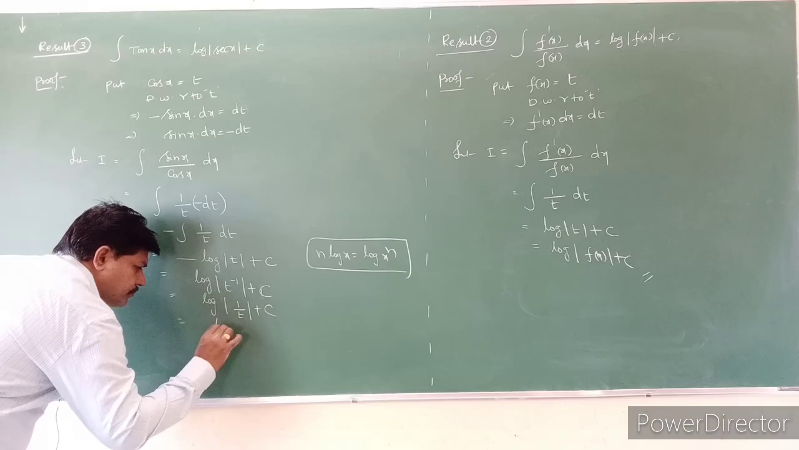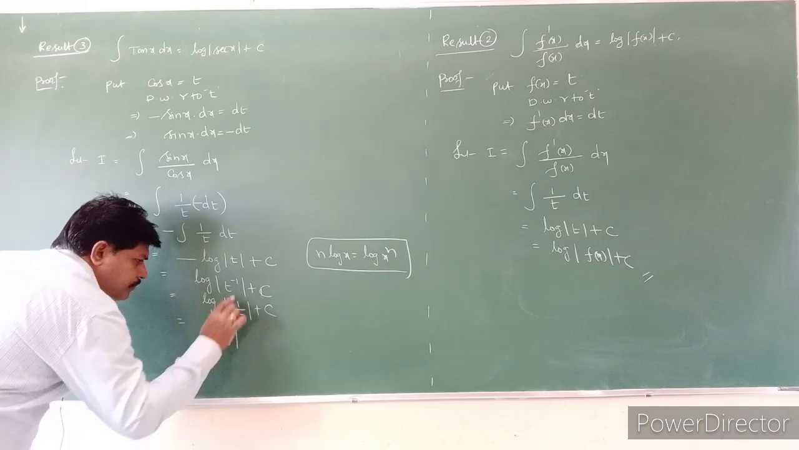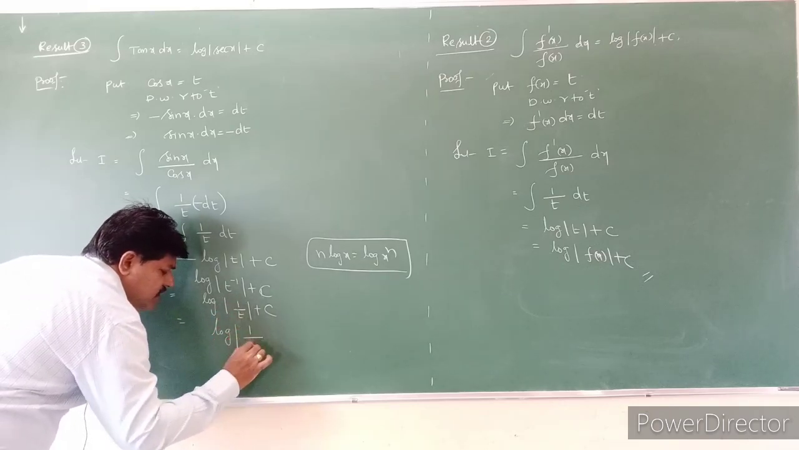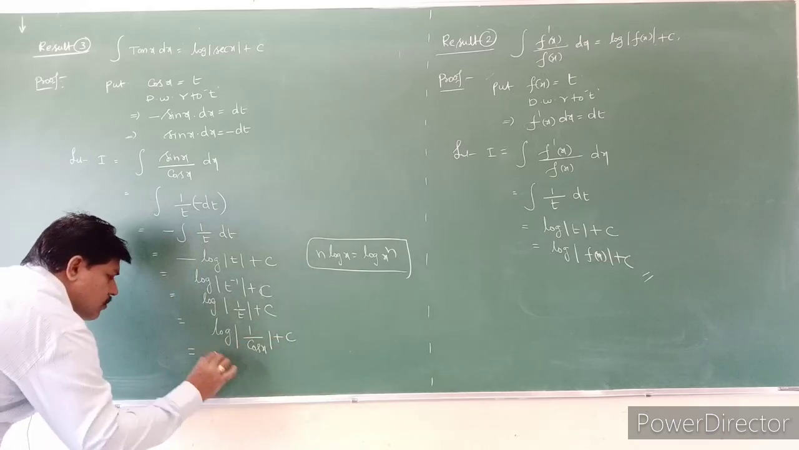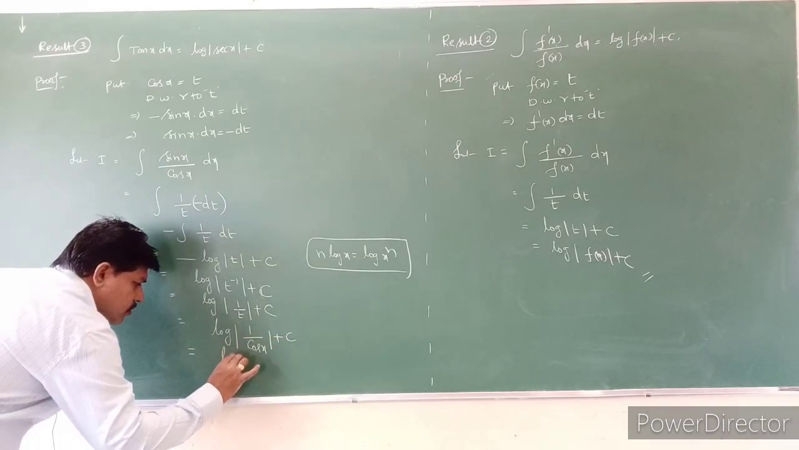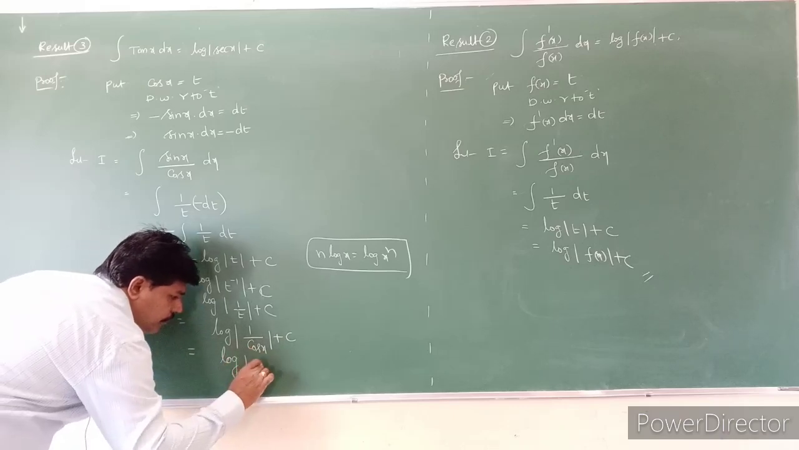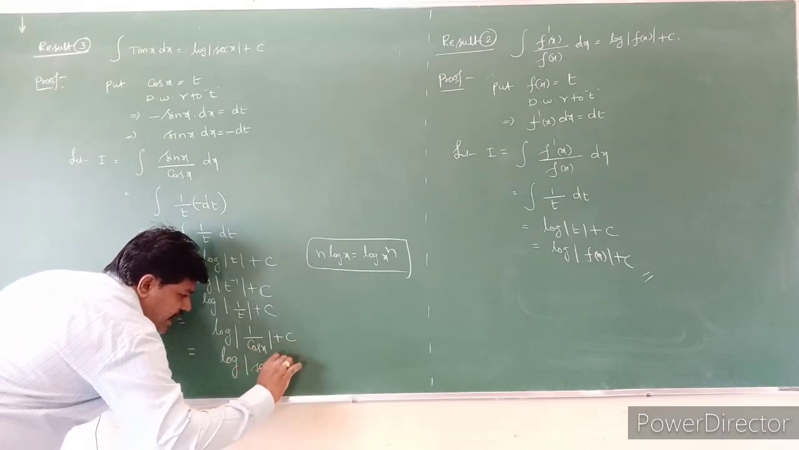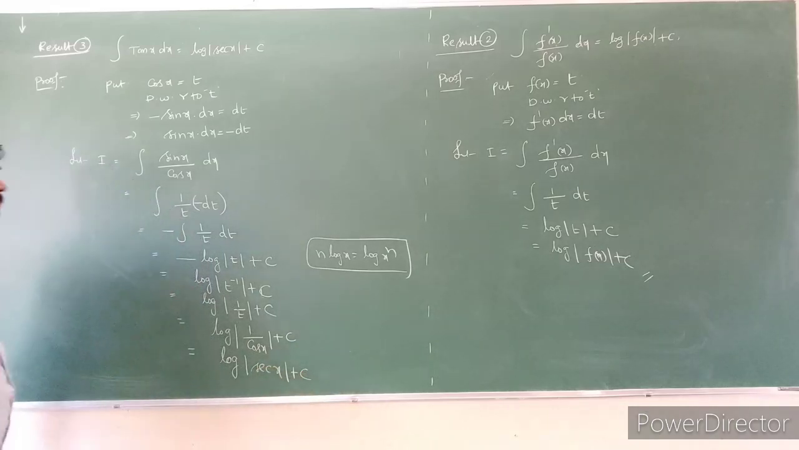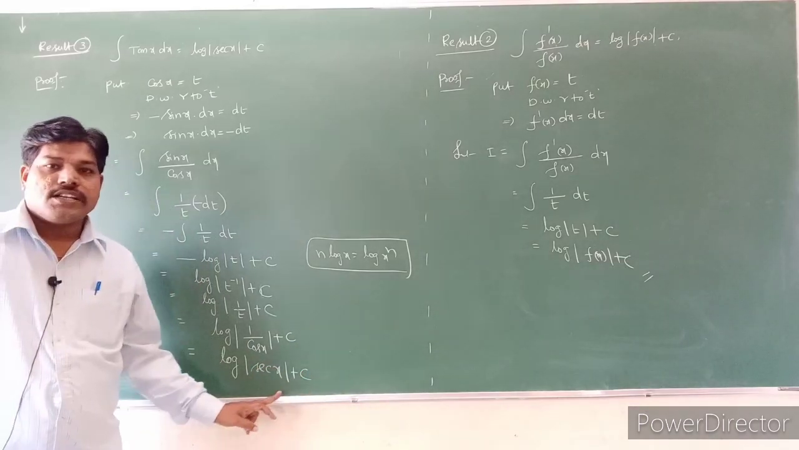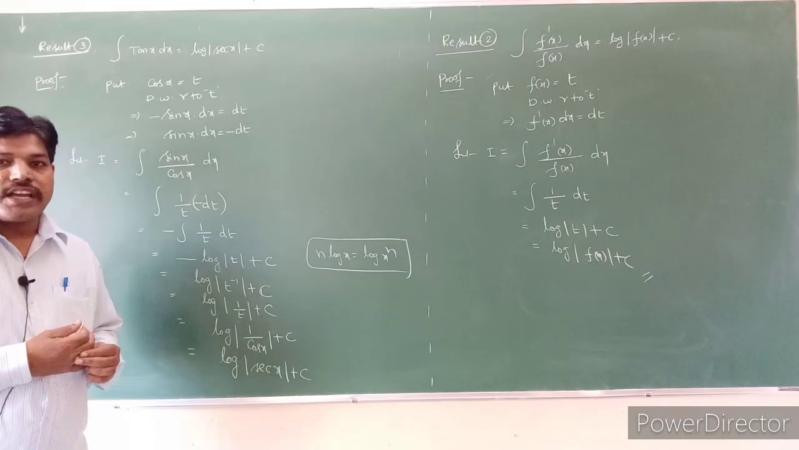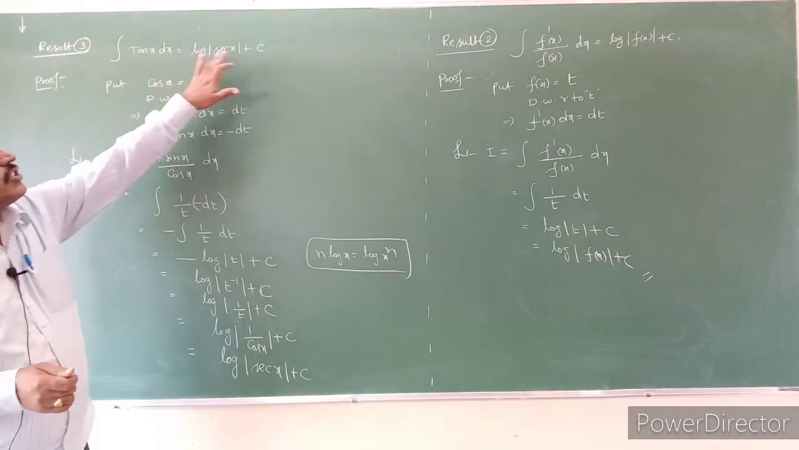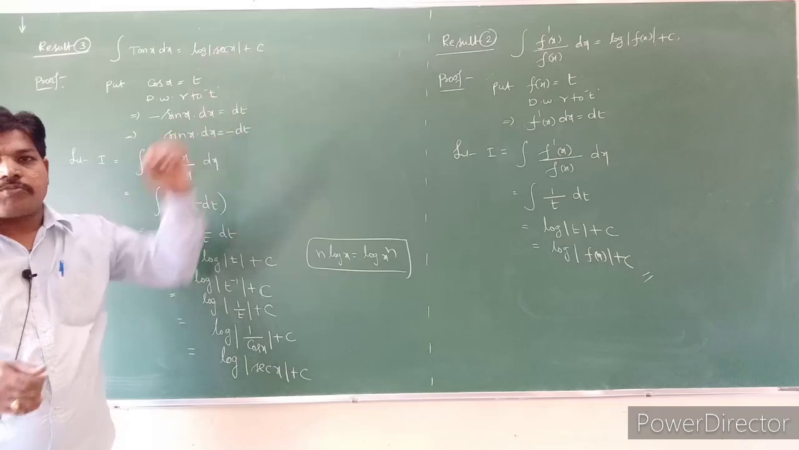That is log of mod 1 by t, whose value is cos x, plus c. So that is equal to log of mod secant x plus c. Important formula. See that, students, once again: integral of tan x dx is equal to log of mod secant x plus c.